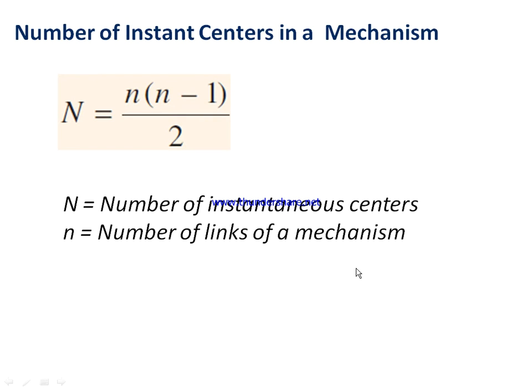Now, coming to how many instantaneous centers a mechanism will have. This is a very simple formula which gives the relation between the number of instantaneous centers, capital N, and the number of links in a given mechanism. It is N equal to n(n-1)/2, where small n is the total number of links in a mechanism. By using this relation, we can determine the total number of instantaneous centers in a given mechanism.